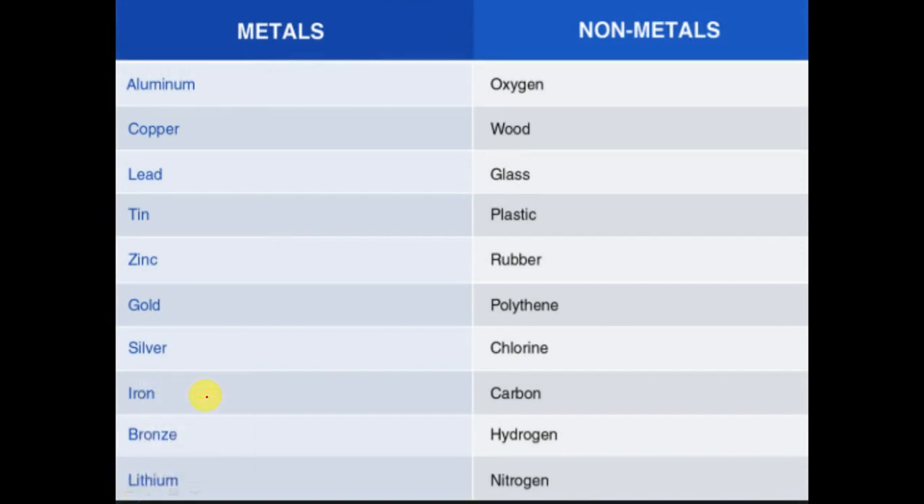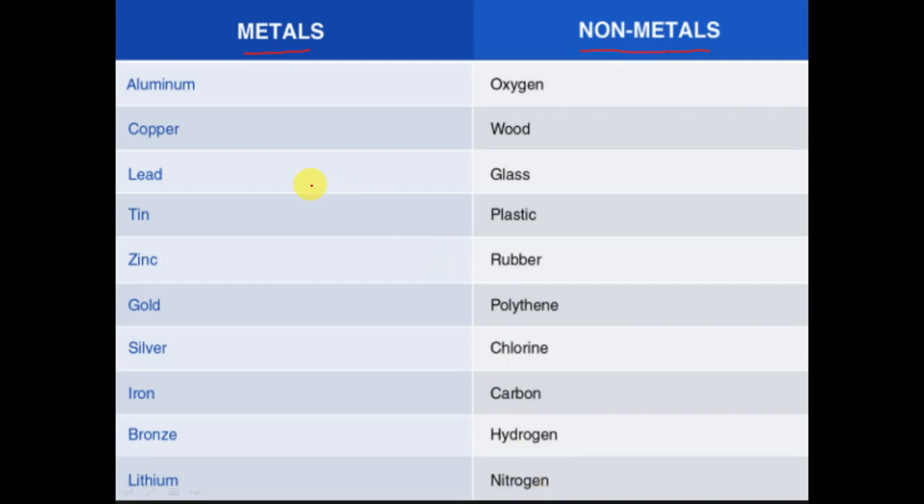So now here is a table of some metals and non-metals which you must know and remember. First the metals: aluminium, copper, lead, tin, zinc, gold, silver, iron, bronze and lithium. Then the non-metals: oxygen, wood, glass, plastic, rubber, polythene, chlorine, carbon, hydrogen, nitrogen.